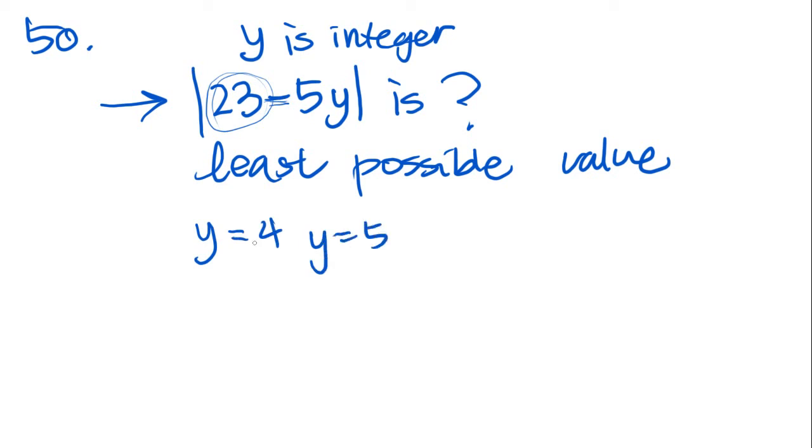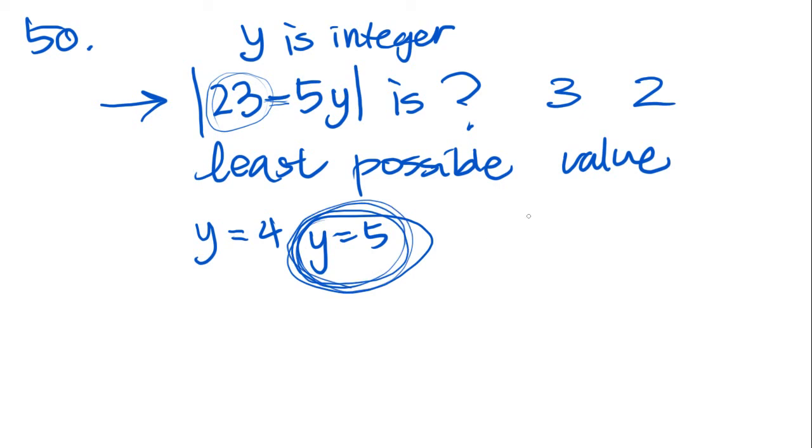If y was 4, 5 times 4 is 20. 23 minus 20, that gets you 3. If y was 5, that would be 25. 23 minus 25, that's negative 2. Absolute value, that gets you 2. So it looks like y equals 5 is the one that's going to get us the answer.